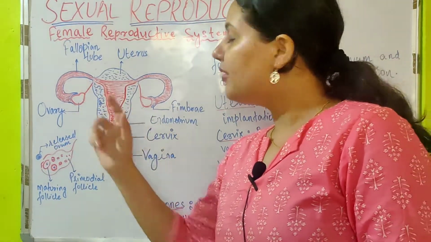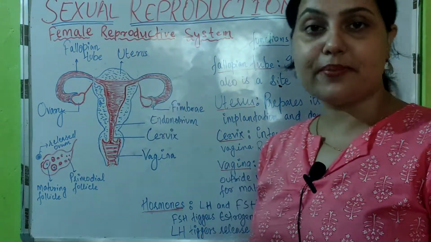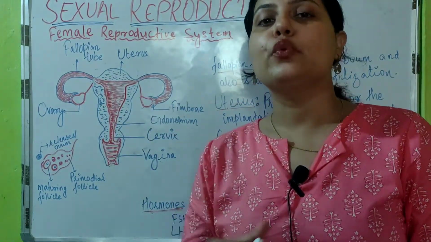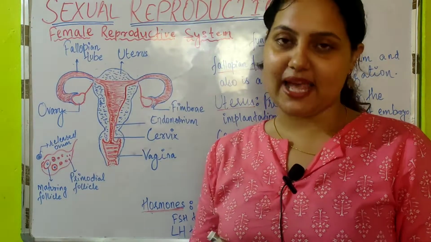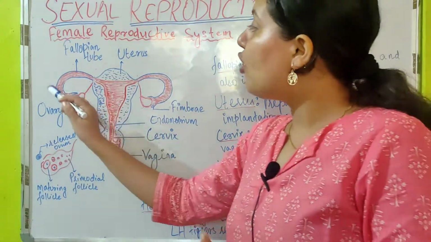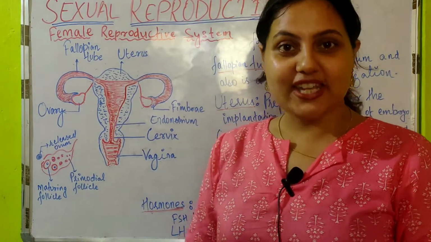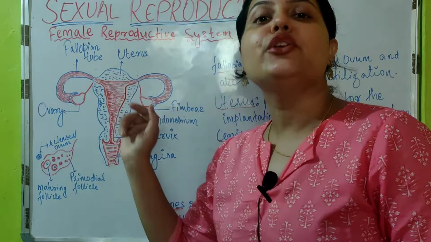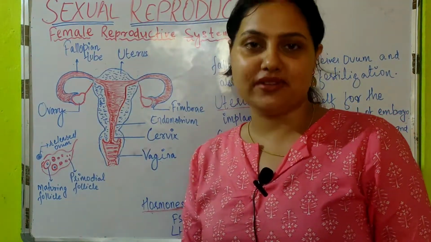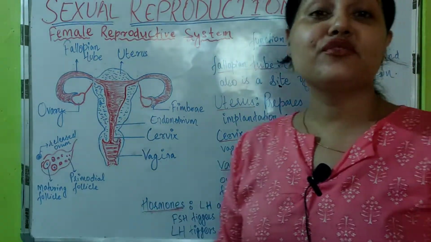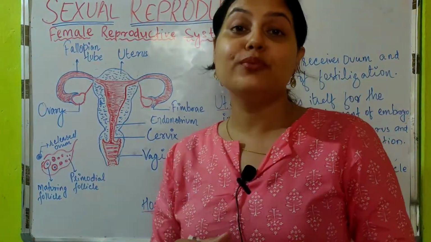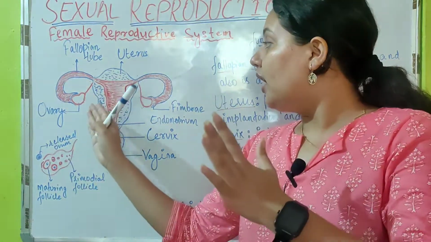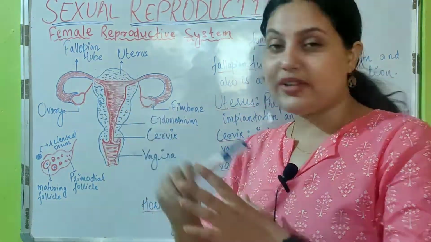We have a pair of ovaries in the female reproductive system. This is the main organ, which produces the ovum, that is the egg cell or female gamete. There is a fallopian tube which is connected with the ovary. The fallopian tube carries the egg forward to the uterus for implantation. Another function of the fallopian tube is that it is also the site of fertilization. And then next is the uterus.